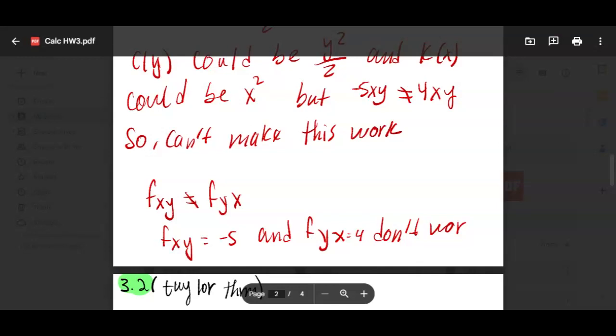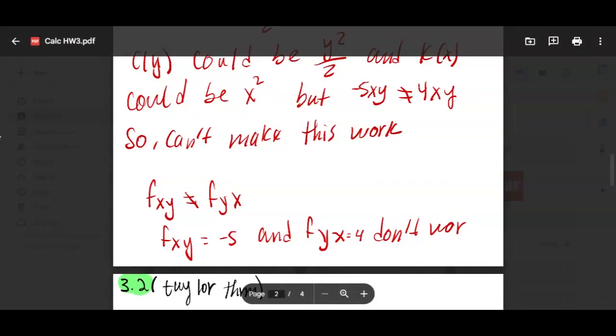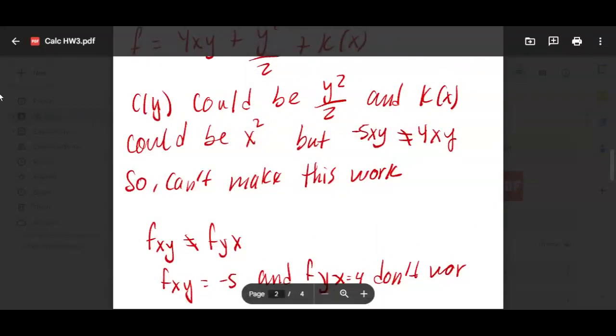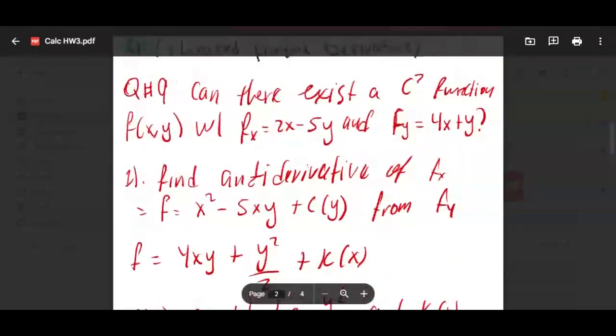Yes, the partial of x times y does not equal the partial of y times x. There are no times in between. So this is the second partial: partial squared f, partial x, partial y, and partial squared f, partial y, partial x. So this is a great counterexample to see the mixed partials not equal.